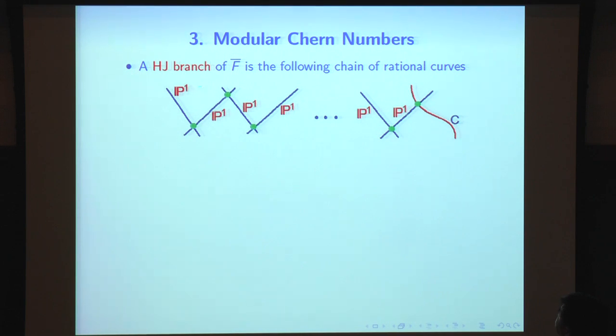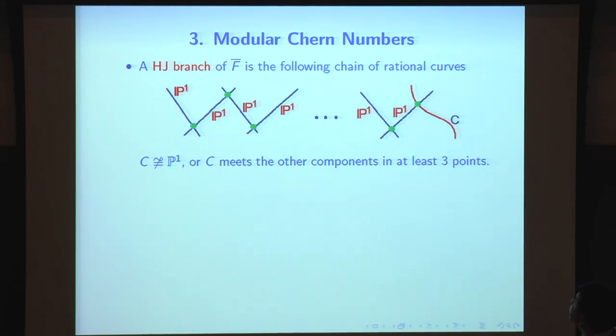Okay, we need some notation here. The Hirzebruch-Jung branch. This notation comes from the Hirzebruch-Jung singularity. The Hirzebruch-Jung singularity is resolved by a chain of rational curves. If in this singular fiber we can find such a chain of rational curves, this one C is not in the chain. This means C is not P1, or C meets the other components in at least 3 points. So C is not in the string of these rational curves. This is a maximal chain of rational curves in the singular fiber. Remember here, F bar is a normal crossing divisor, so we have no other complicated singularities, only those.